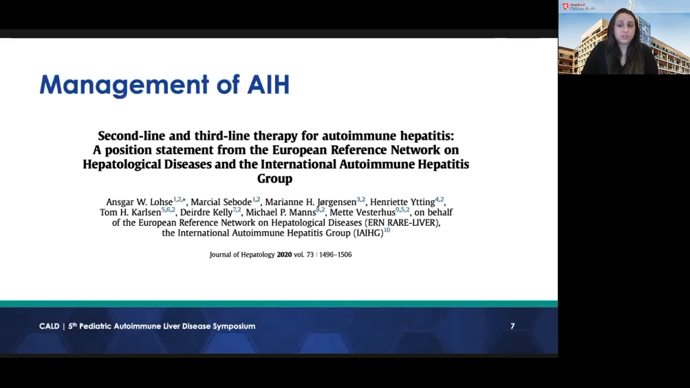One of the hardest clinical scenarios to care for in AIH patients is what to do when your regular standard of care therapy is not working. There's a lot of focus currently on looking at second and third line agents, and this is a paper from the European group highlighting this.